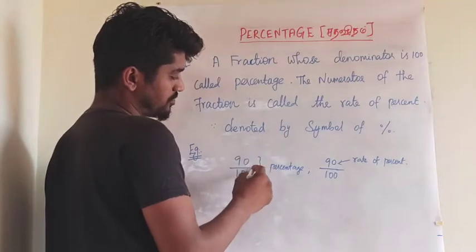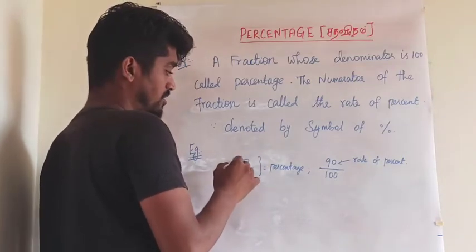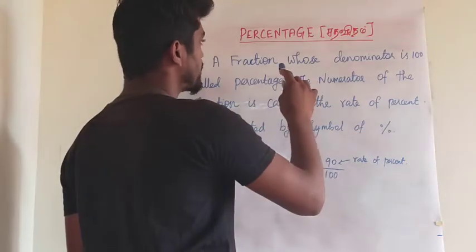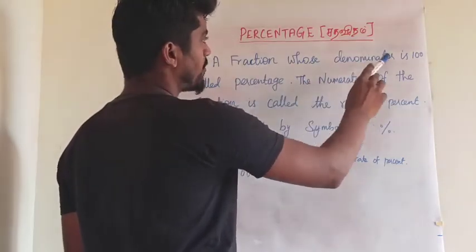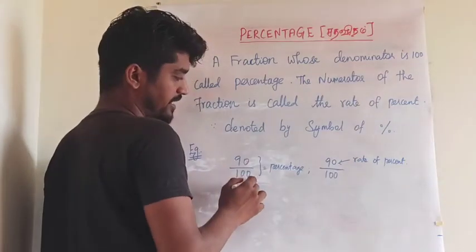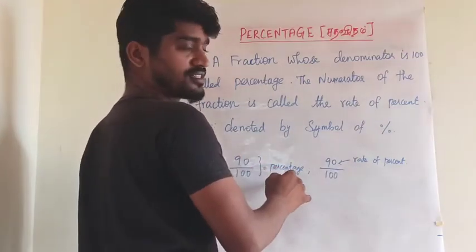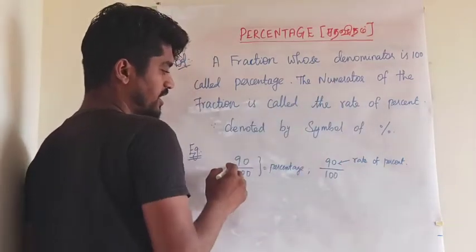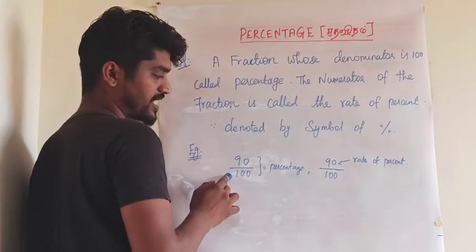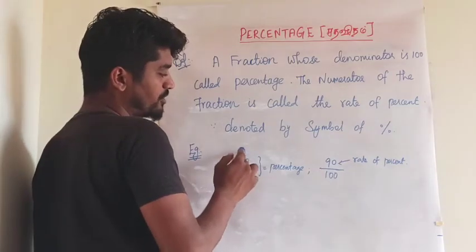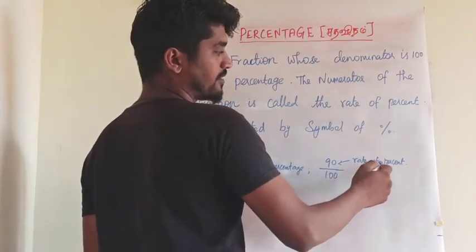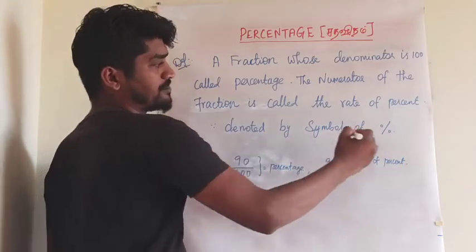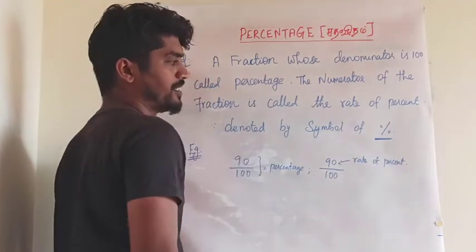Here we have to assume the fraction value 90 divided by 100. What they said is a fraction whose denominator is 100, like this, is called percentage. The numerator of the fraction is called the rate of percent. Here 90 is the numerator and 100 is the denominator. The numerator value 90 is called the rate of percent. The percentage is denoted by the percentage symbol.